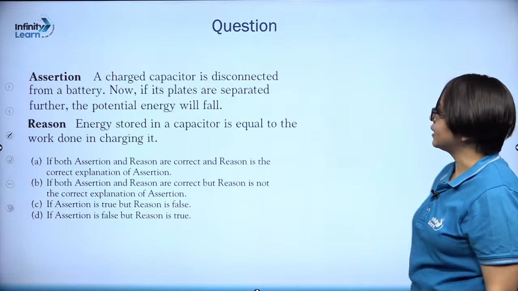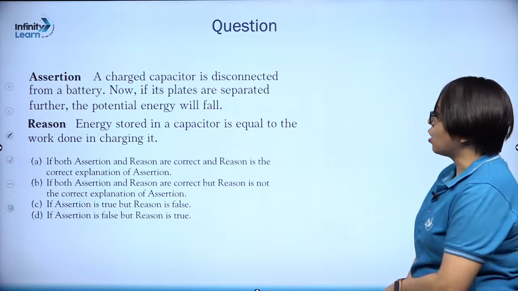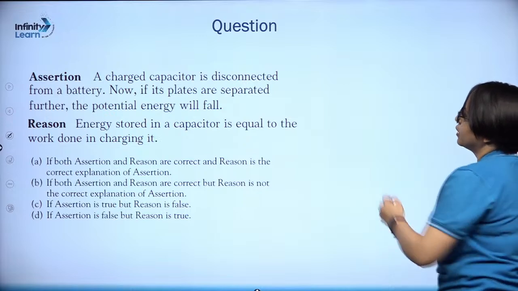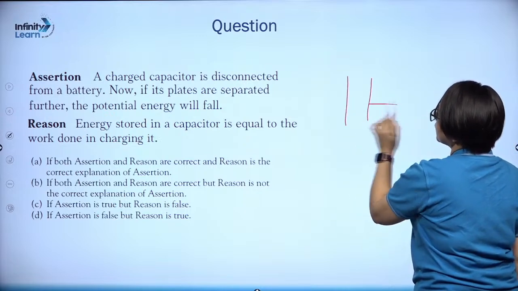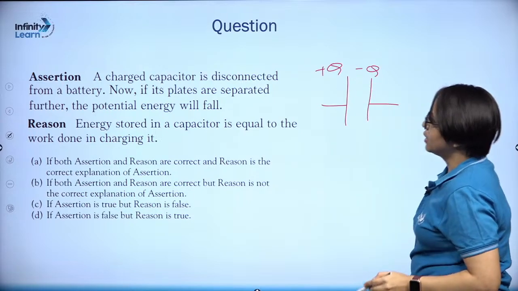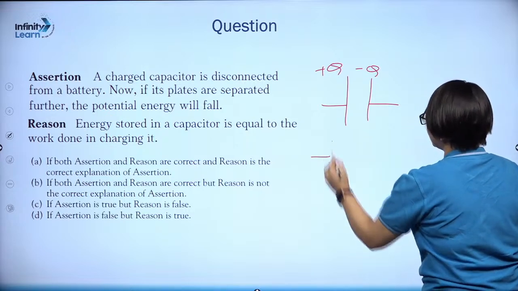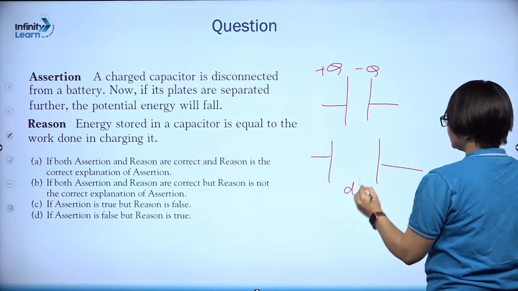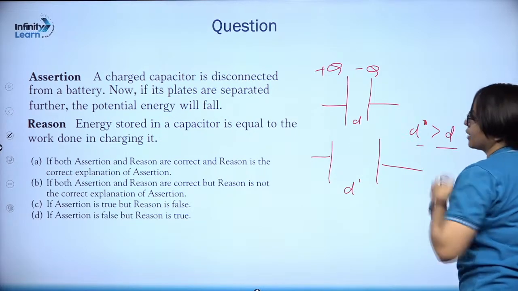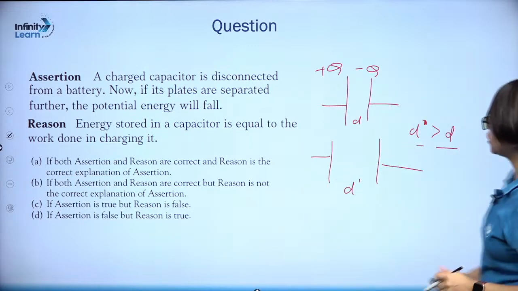Okay. Now next is this one, a charged capacitor is disconnected from battery. Now if its plates are separated further, the potential energy will fall. We have a charged capacitor charged up to a certain value, plus Q and minus Q. Now it is disconnected from the battery and its plates are separated further like this. Now we are increasing the separation between the plates of the parallel plate capacitor like this, then the potential energy will fall. What is potential energy, beta?